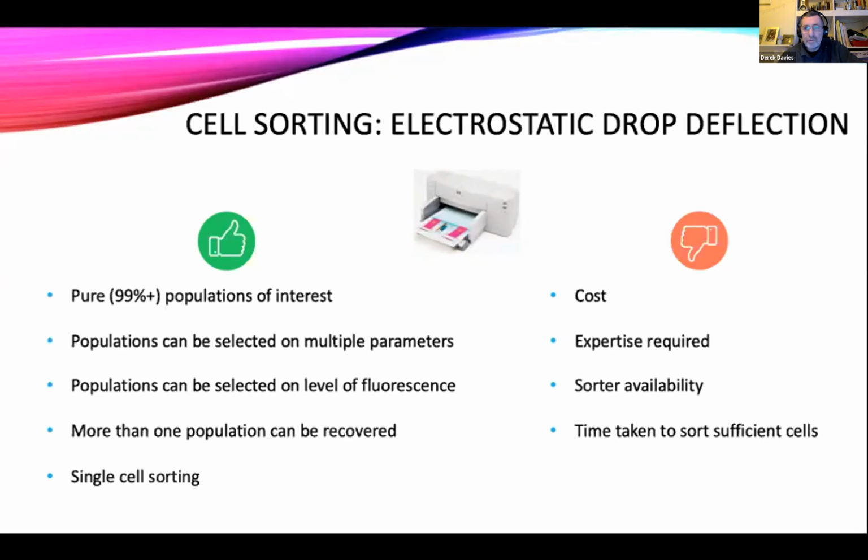If you're just sorting a few 100,000 cells to regrow, that's going to be relatively quick in most cases. If you're sorting large numbers of cells of a relatively rare population, you may spend a long time, maybe even all day, sorting cells.